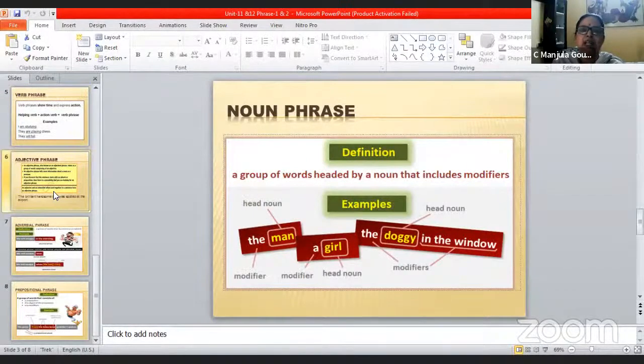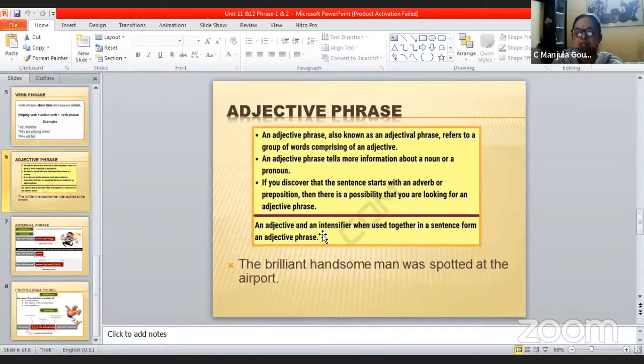We'll start with adjective phrase. So adjective phrase, also known as adjectival phrase, refers to a group of words comprising an adjective. The name itself tells us that it is speaking about the word form adjective. Here the adjective phrase tells us more information about the noun or a pronoun. So instead of a name, if we are using he, it can add more information about the pronoun.